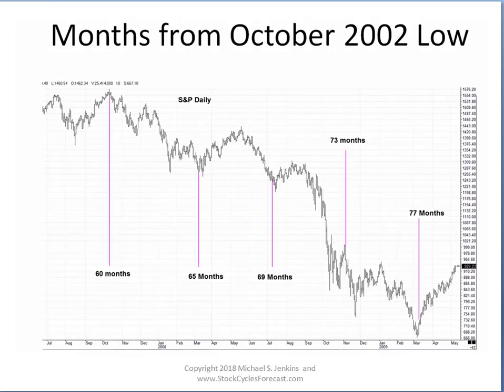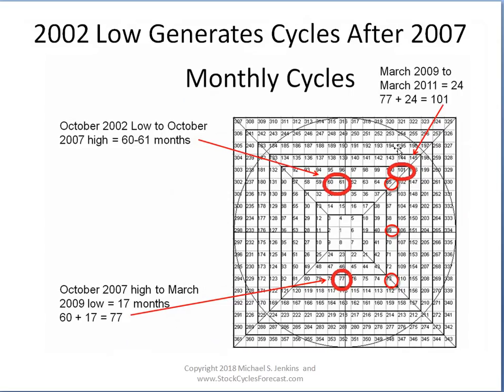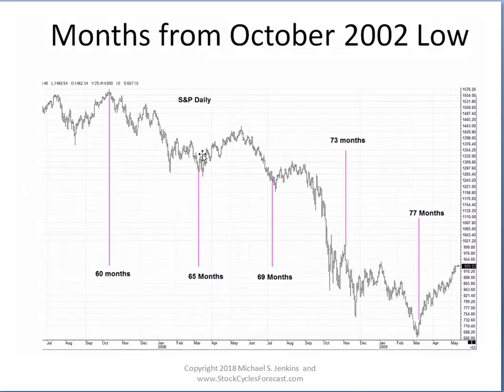Here we see the effect of that. From the October of 07 high, which was 60 months from the 02 low, the first big break point was 65 months later, and then 69 months, and then 73, and then 77. So we see in here from the 61, 65 was the next break point, then 69, then 73, then 77. And so we see a nice rhythm here in terms of months from a major high or low origin.